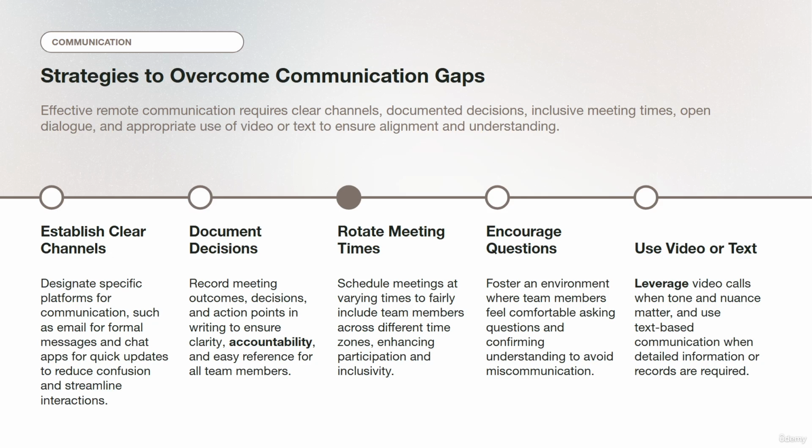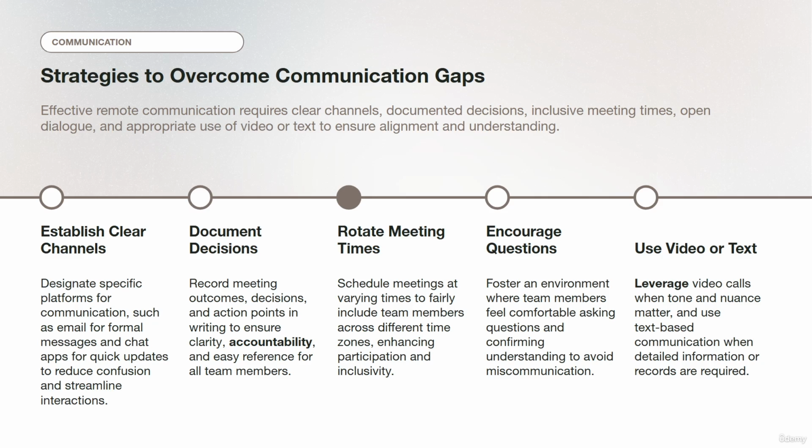Rotate meeting times to make sure you annoy everyone equally. Schedule meetings at various times to fairly include team members across different time zones, enhancing participation and inclusivity. Because if you're always working, let's say 9 to 5 based on one particular time zone, it can cause a bit of resentment in the other time zones. Encourage questions. Foster an environment where team members feel comfortable asking questions and confirming understanding to avoid miscommunication. Because there is a greater danger of miscommunication through digital communication as opposed to face-to-face.